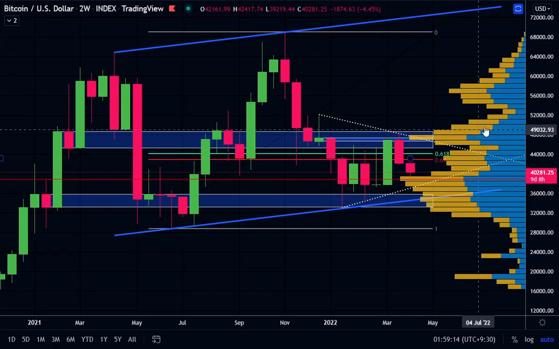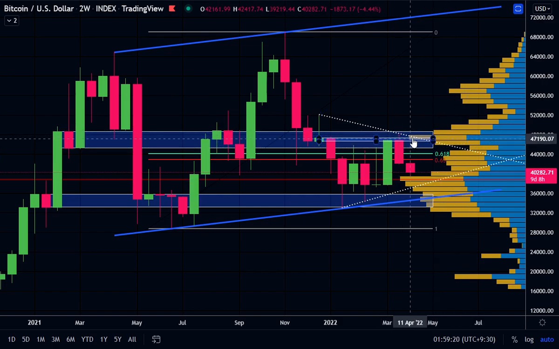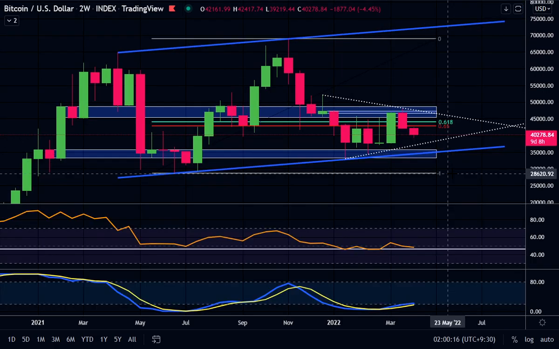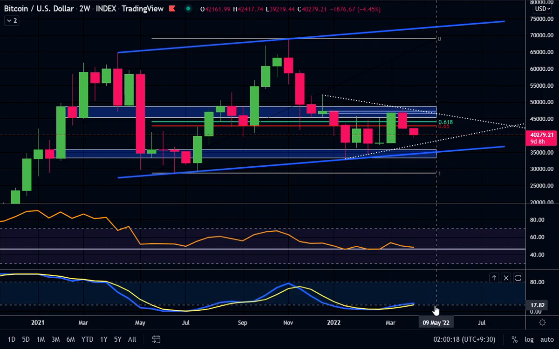And pulling up the VPVR now, the amount of volume traded at certain price levels, we did see a spike here around 48k. That's where we got that resistance, and we've been pushed back down to this next area of support on the VPVR around 39k. So we could spend a bit more time within this triangle with these support and resistance levels. Looking at the stochastic RSI, we do need to get above this 20 level where the white dotted line is, to be a bit more bullish on a push higher.